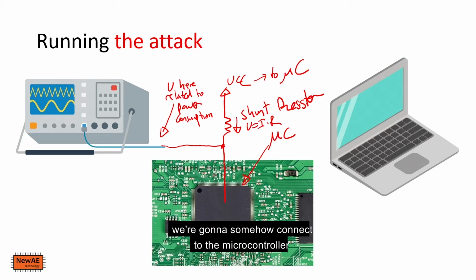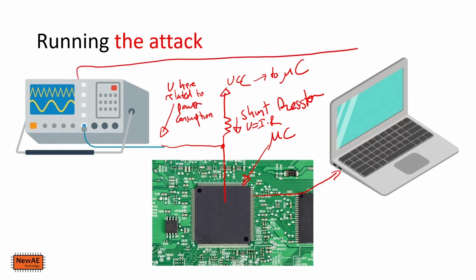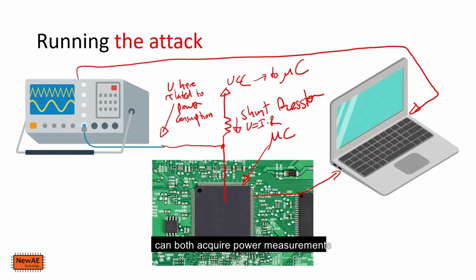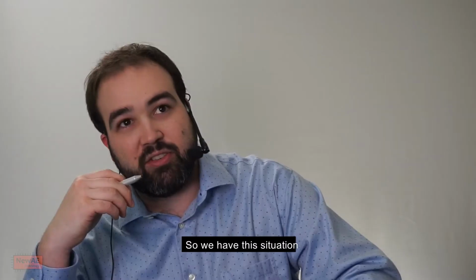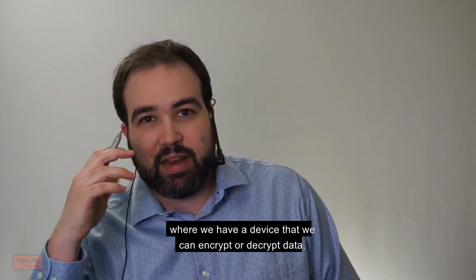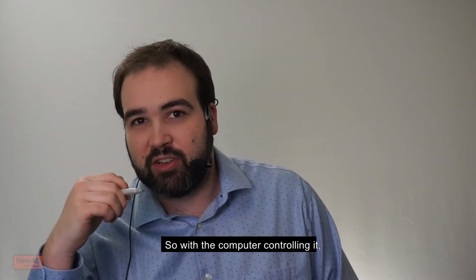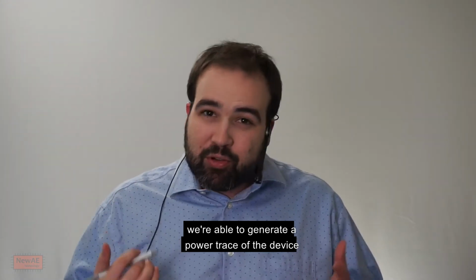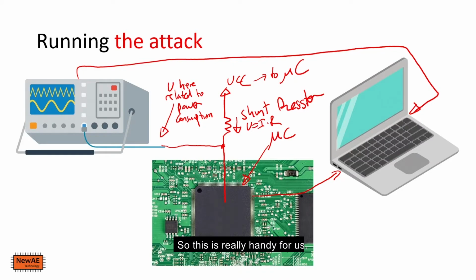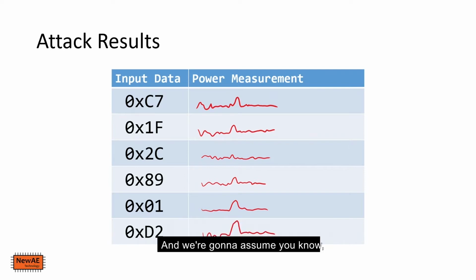And the final thing we're going to do is somehow connect the microcontroller to a computer such that the computer can both acquire power measurements and instruct the device to encrypt or decrypt data. So we have a device that can encrypt or decrypt data, whatever it might be, and we have a computer that's actually controlling that. With the computer controlling it, we're able to generate a power trace of the device as it's performing a specific encryption. So this is really handy for us because we're basically going to end up with this big table.